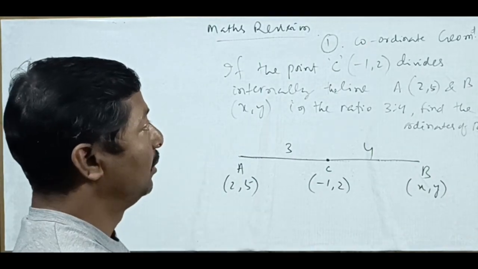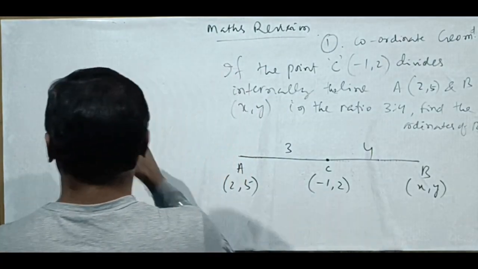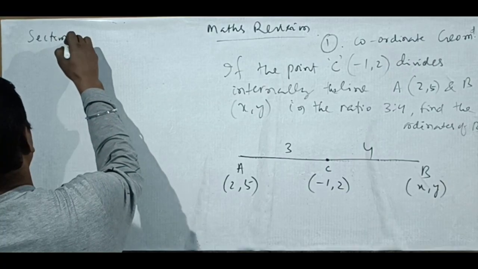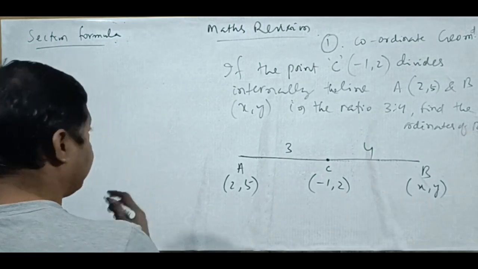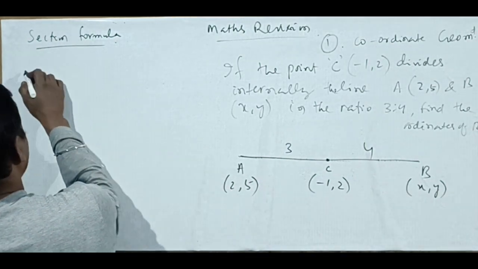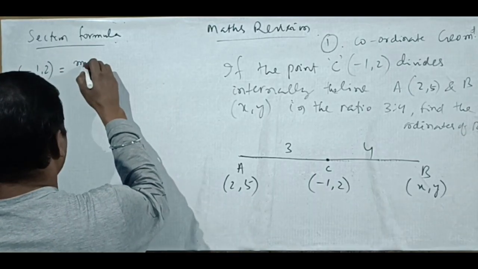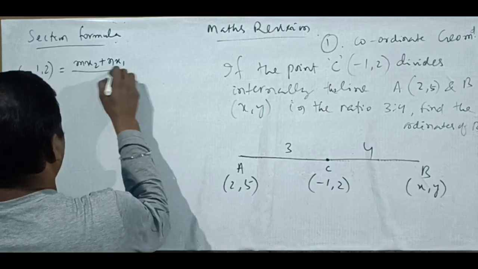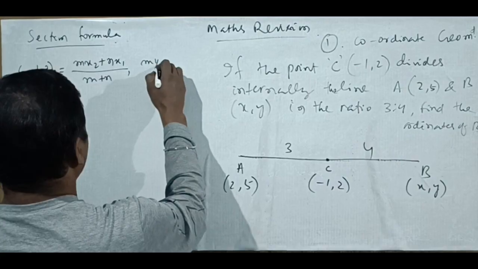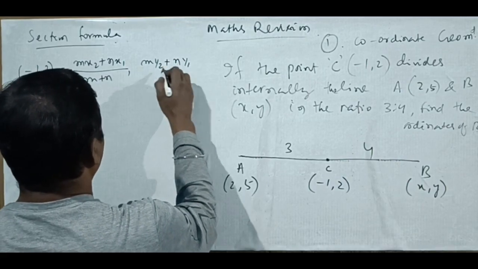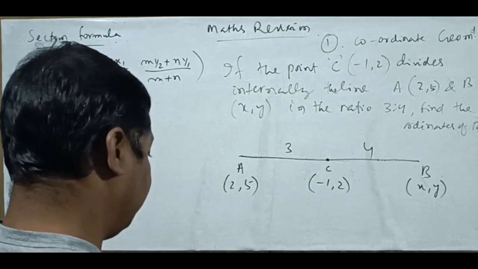Which formula will be applied here? The section formula. What is the section formula? The ordinates -1, 2 are equal to (mx2 plus nx1) by (m plus n), and (my2 plus ny1) by (m plus n). This is the section formula.